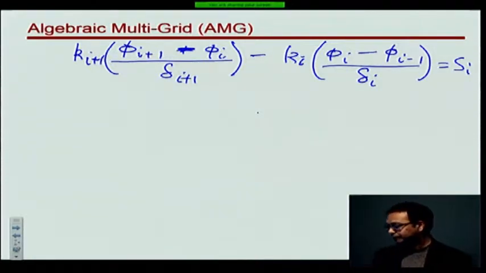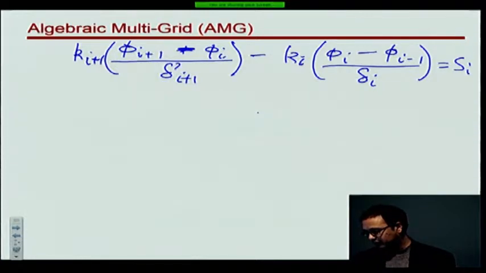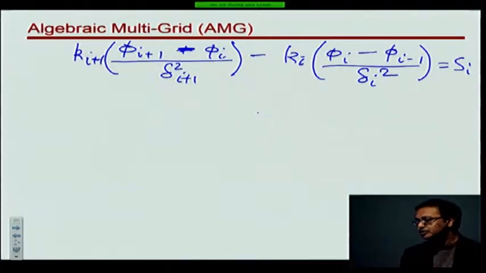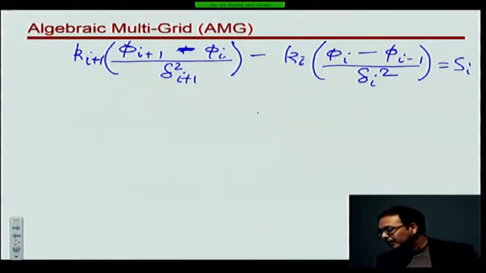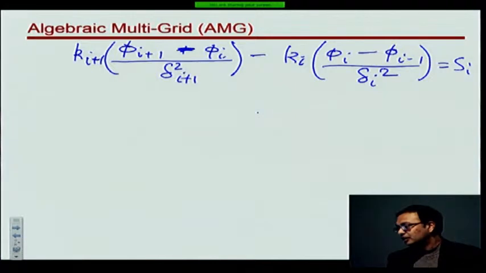Actually, there's a square here. You will get phi_{i+1} minus 2 phi_i plus phi_{i-1} divided by delta squared equal to the source, which is basically the finite difference equation that we have been working with. But this is just an example of the type of equation you might get.